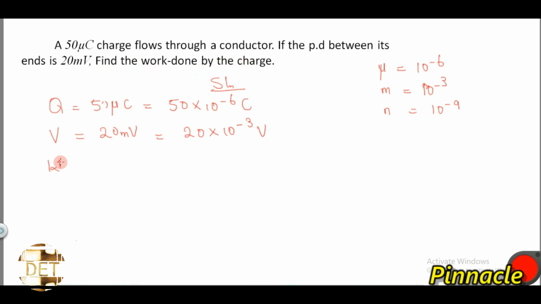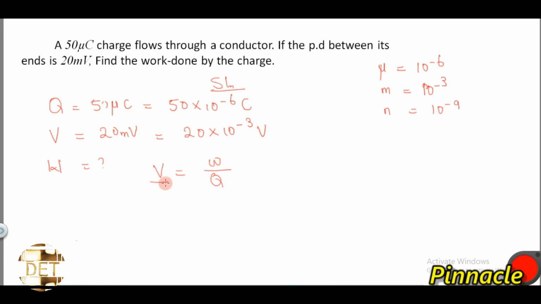So we're looking for the work done by the charge. So we have these three parameters. We have Q, we have V, and we have W. What is the relationship between Q, V, and W? So we know that potential difference V is equal to what? Work done over charge. So what we're looking for is our work done, right? So let's make this work done the subject of the formula.